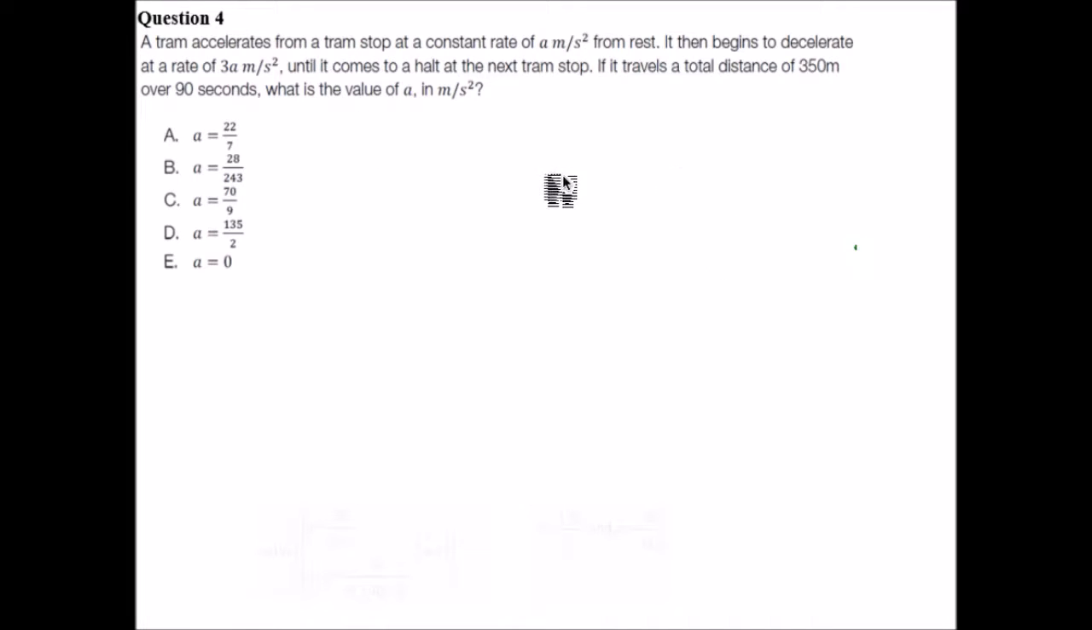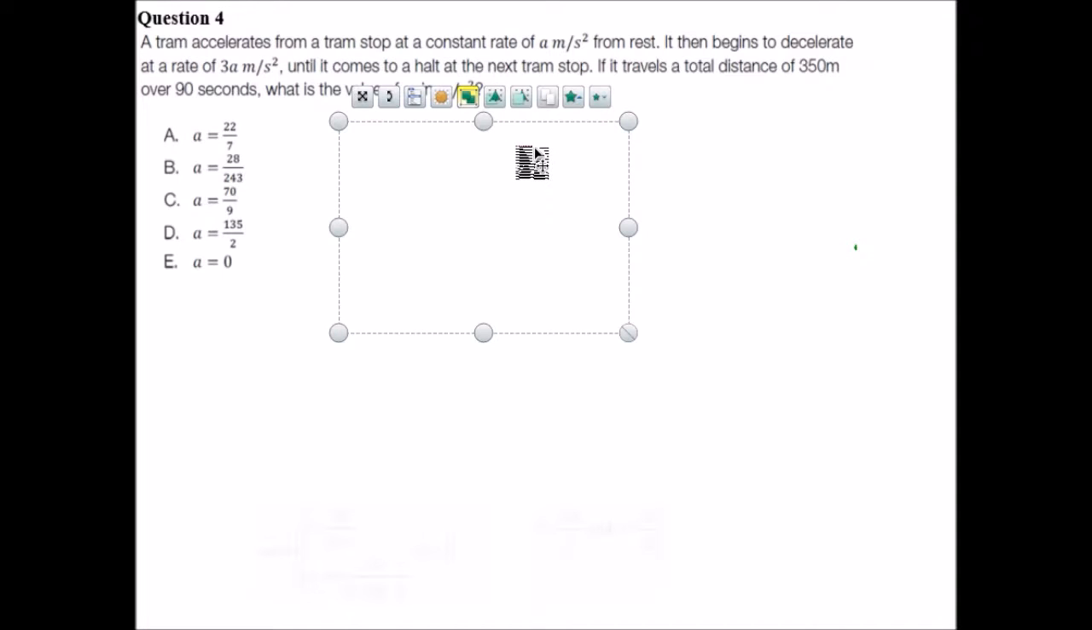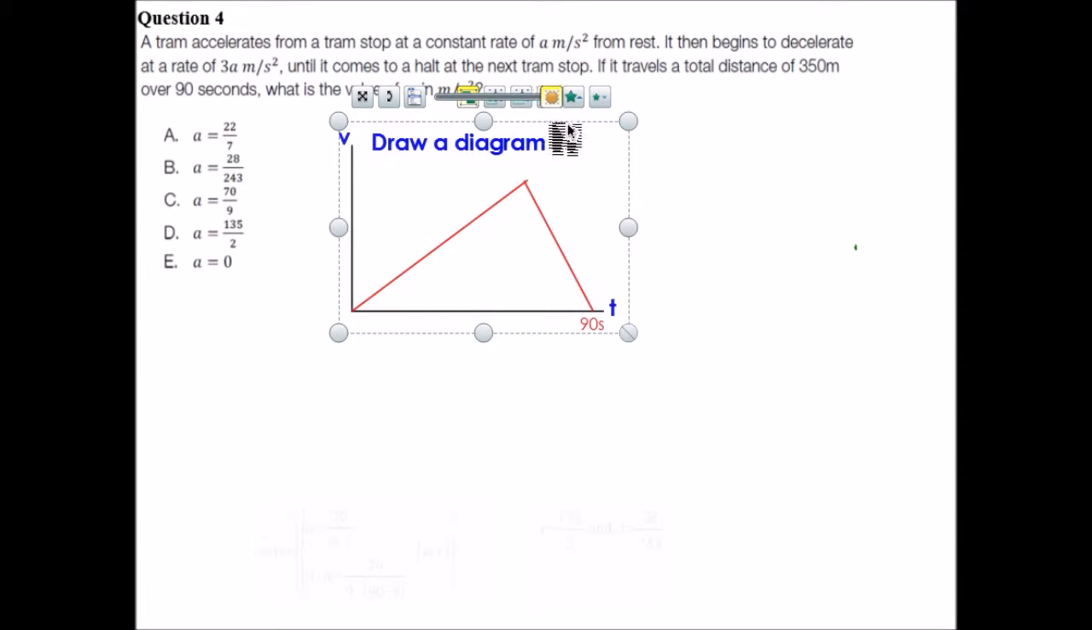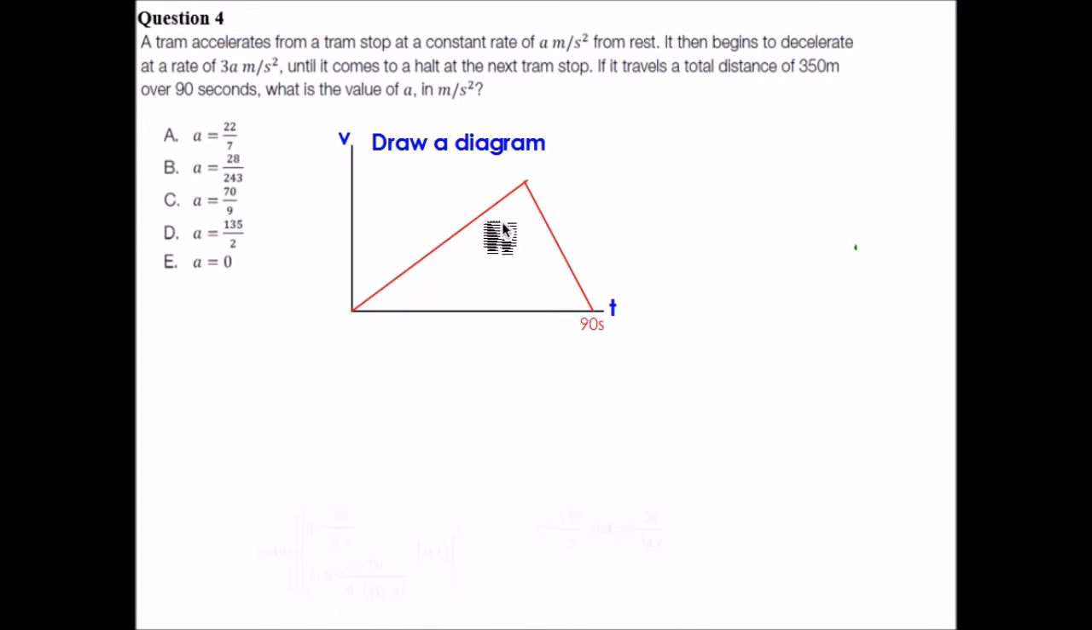Well, there you go. Now the best thing I would do here is try and depict it as a velocity versus time graph. So draw a diagram. There we go. Now this diagram has the tram accelerating at some constant rate, and then rapidly decelerating at 3 times that rate. It has a total time of journey of 90 seconds.